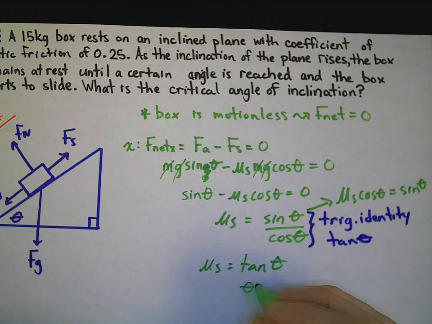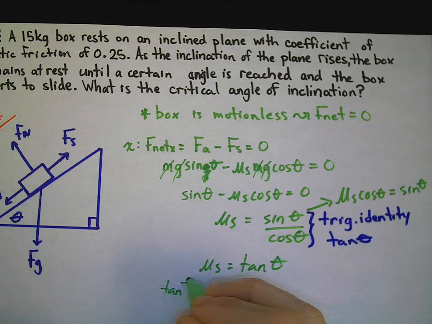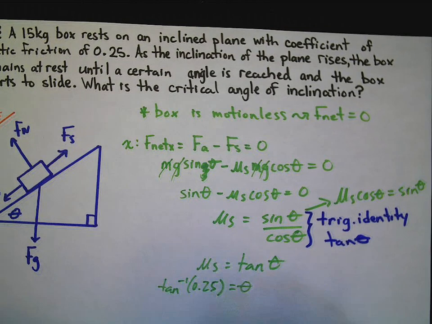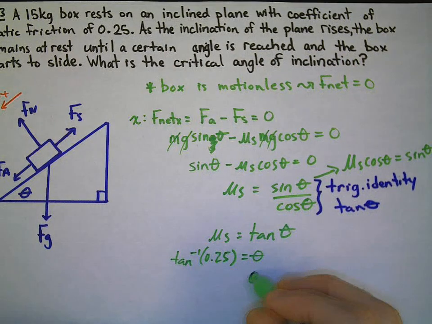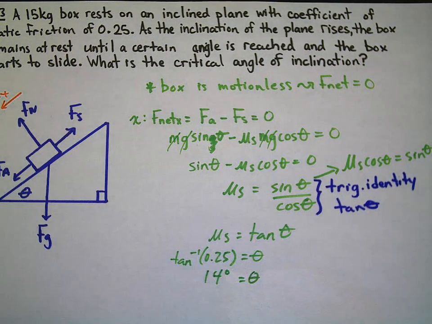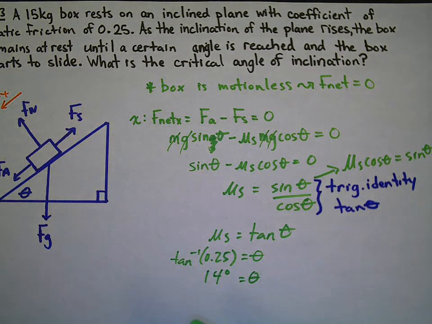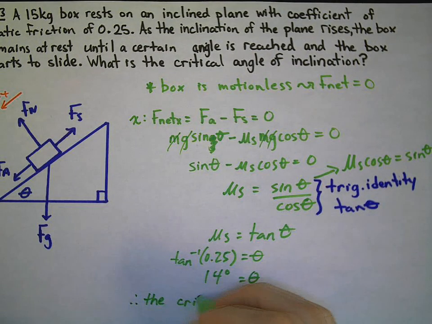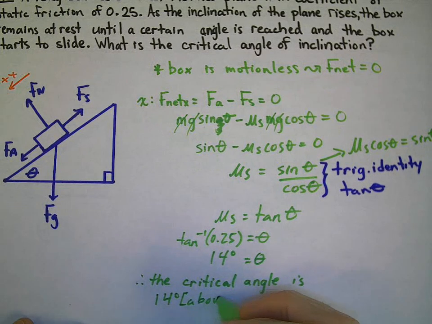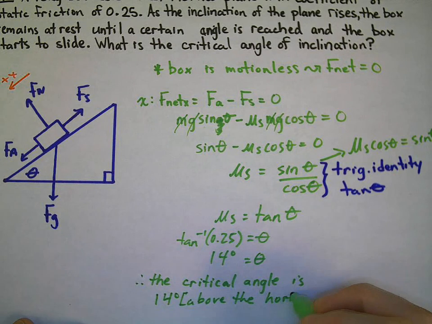So therefore, theta is tan inverse of 0.25, which was my coefficient of static friction, and that is 14 degrees. And what this means in this case is as soon as I get an angle above 14 degrees, say 14.1, the object will start to slide. And that's all I have to say about inclined planes.